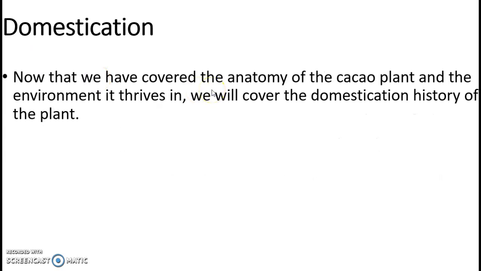Alright, so we're going to go over some domestication, talking about the wild cacao plant and its movement throughout the world in its early years. We'll go over history later. Now that we've covered the anatomy of the plant, we're going to go over the domestication, like I said.